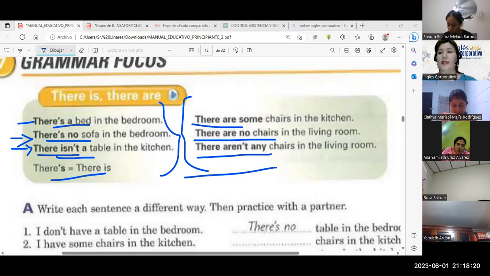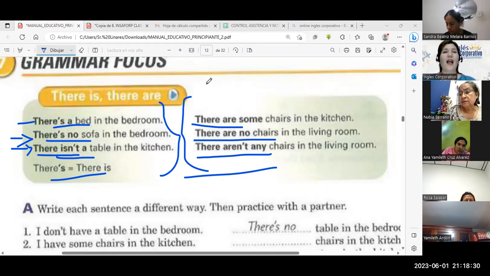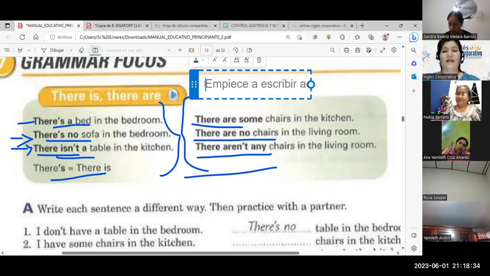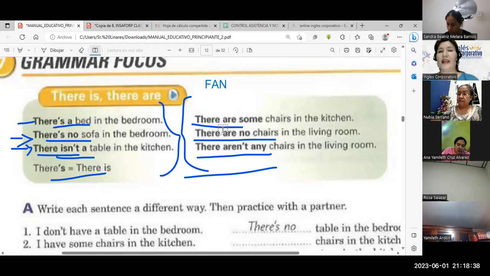Three sentences. What do you say, ventilador, teacher? Fan. Fan. It's like this, fan.